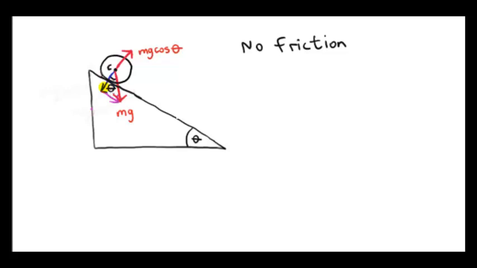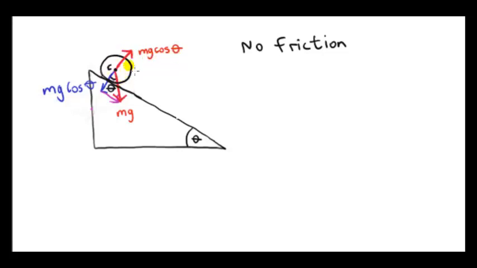So the component of the weight force perpendicular to the incline is the side adjacent to theta in this right angle triangle. So it's mg times cos theta. Since the disk has no acceleration perpendicular to the incline, this component of the weight vector must have the same magnitude as the contact force. So the normal or contact force is mg cos theta.